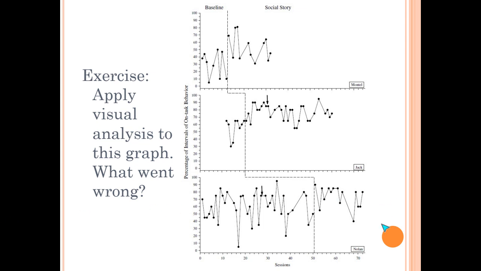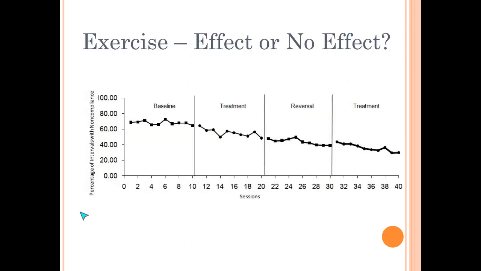I'll show you a few example graphs, and you're telling me, is there an effect or no effect? And again, we want to compare phases across the entire experiment. We want to do between phase comparisons. So we're looking at baseline here, treatment, then reversal, and then treatment. Do we believe there is an intervention effect? Yes or no?